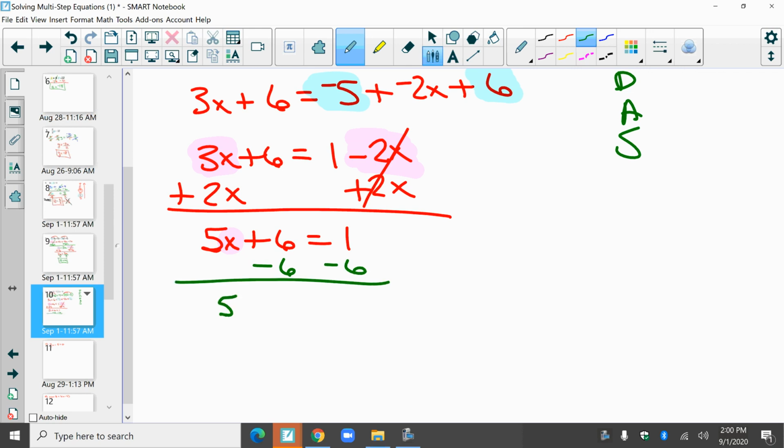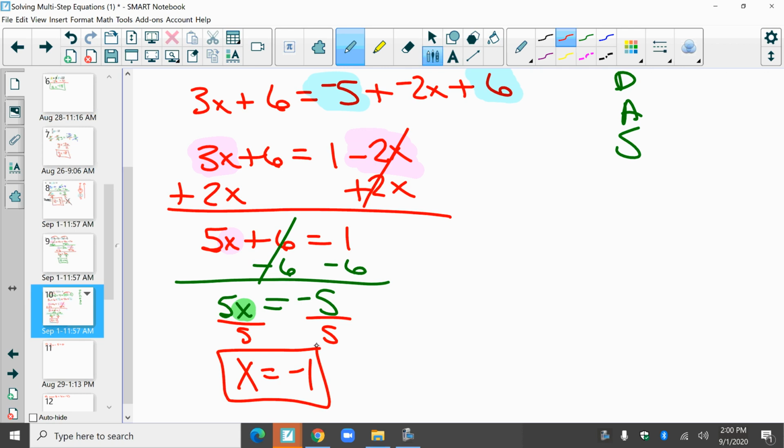So I have 5x left to right is equal to negative 5. Then I'm still solving for x, so I'm going to divide both sides by 5. So x is equal to negative 1. This is a big, big problem. I promise you, you will see this again on every test in Math Excel that we have. Okay?